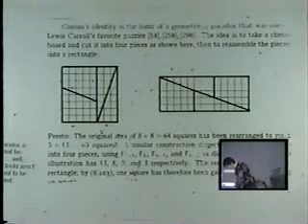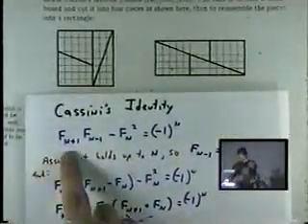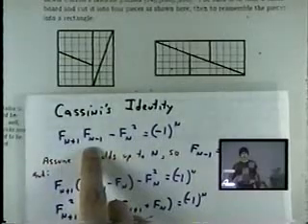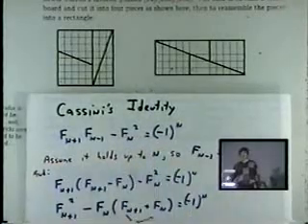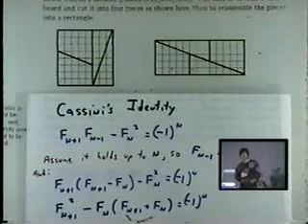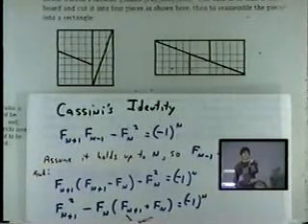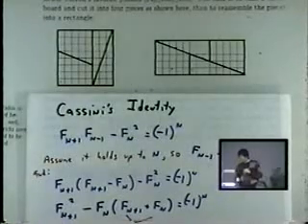What was Cassini's identity? Cassini's identity said to us that f sub n plus 1 times f sub n minus 1, minus f sub n squared, was equal to minus 1 to the n. Does anybody see where there's any connection here? What's the connection? If we take f of n plus 1 as 13, f of n minus 1 is 5.